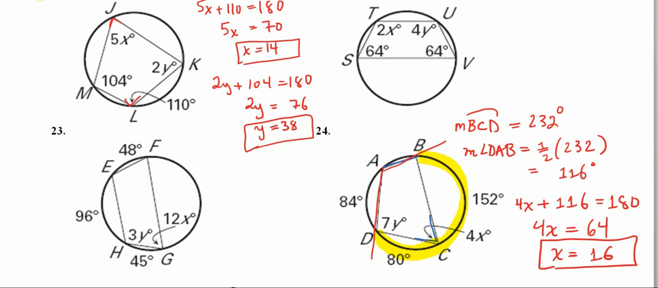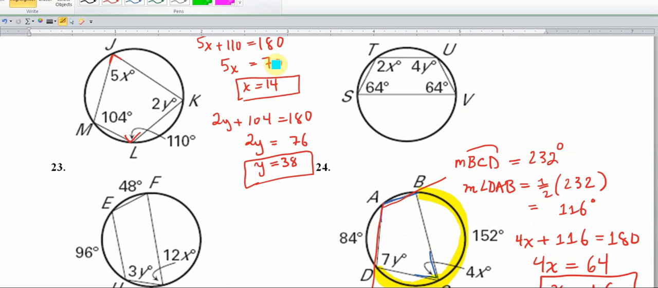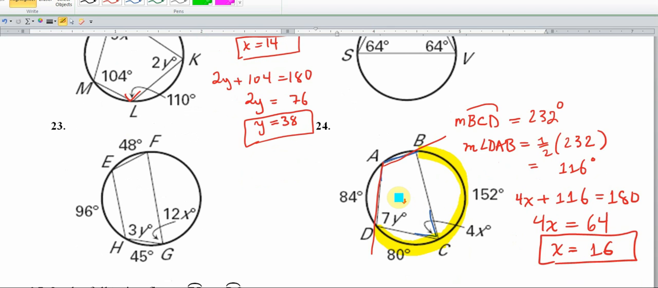Okay. And we can use a similar approach to help us figure out the measure of angle B, which will then help us find y. So we notice here, this blue region that I'm coloring here, 84 and 80, that gives us 164.